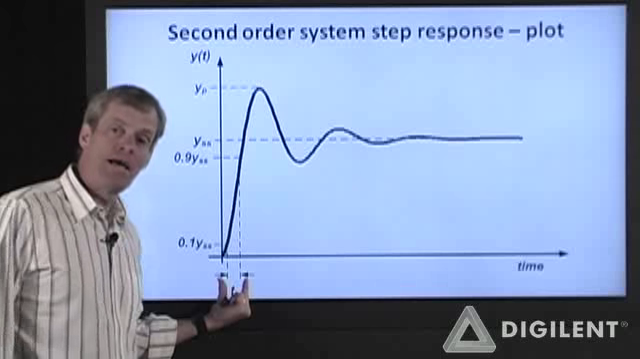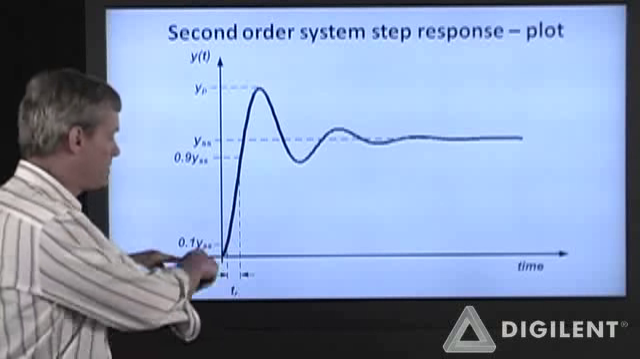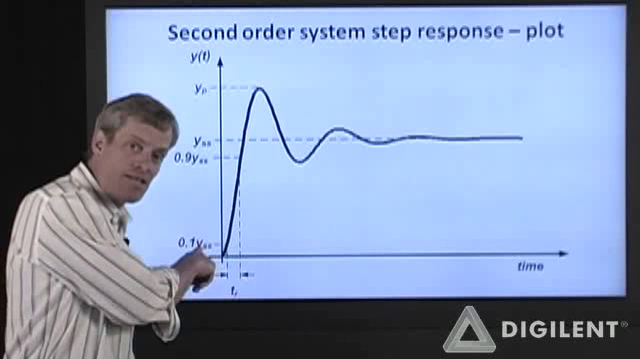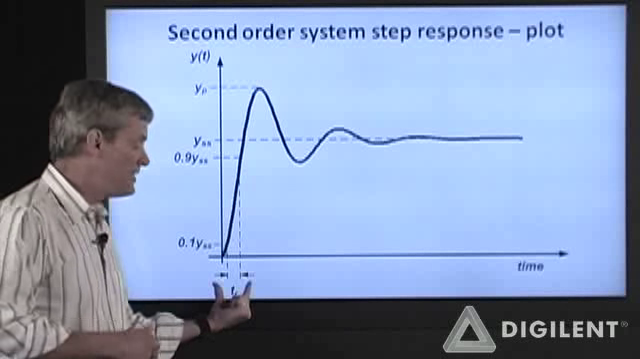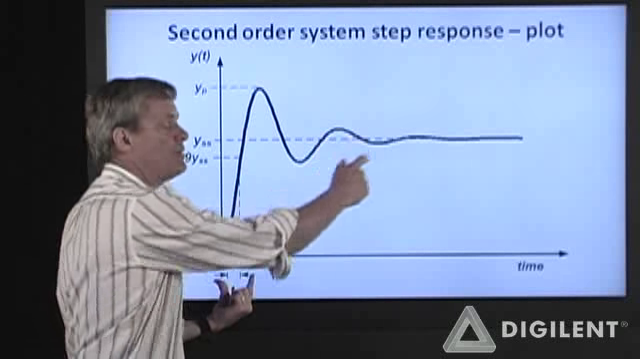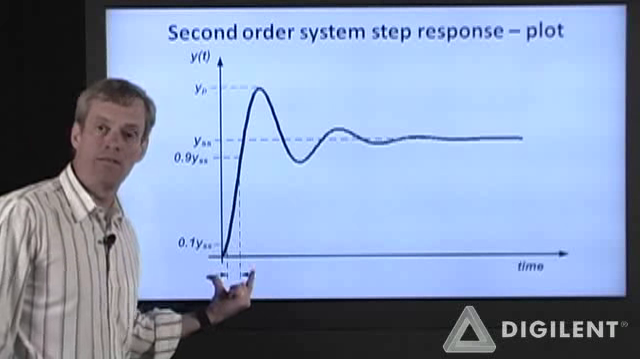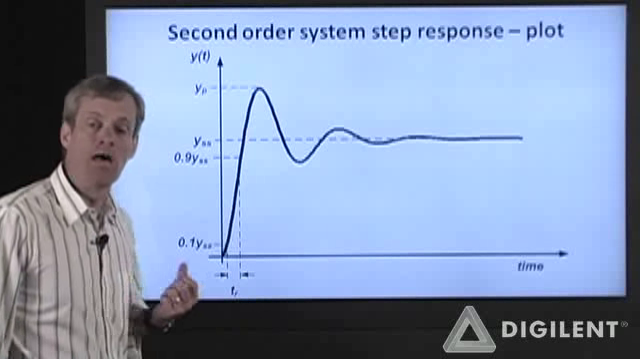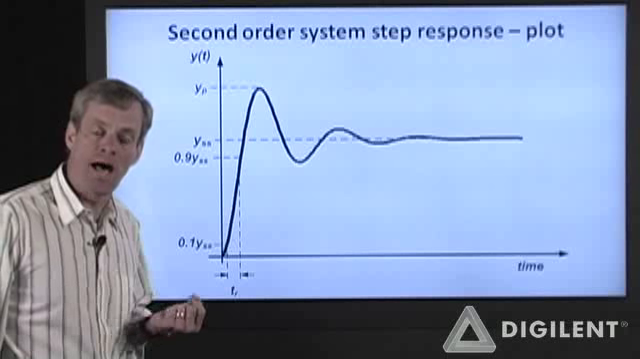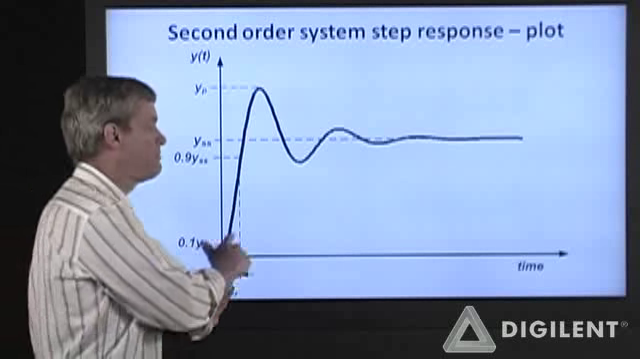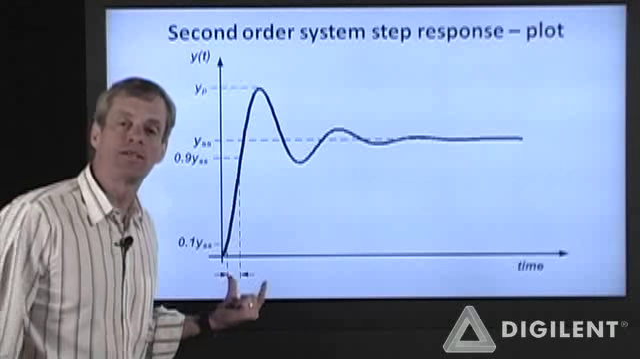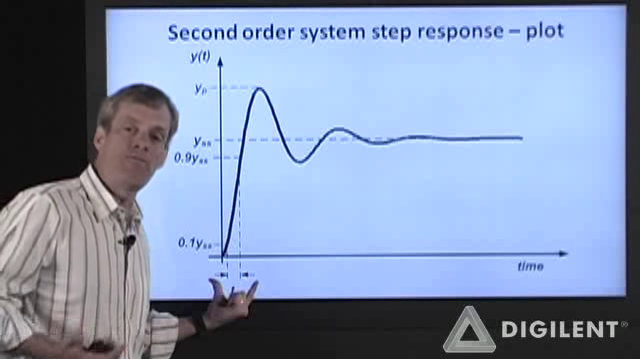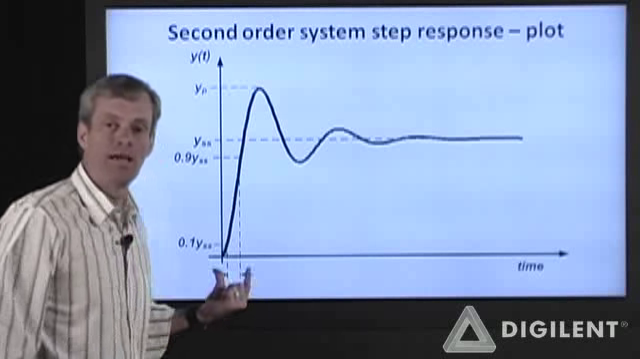The rise time is the amount of time required to get from 10% of the steady state response to 90% of the steady state response. This is kind of a measure of the frequency of the oscillations in this response. More importantly, what it's used commonly to characterize is the speed at which the system responds. A short rise time corresponds to a system that's responding faster than one with a long rise time.